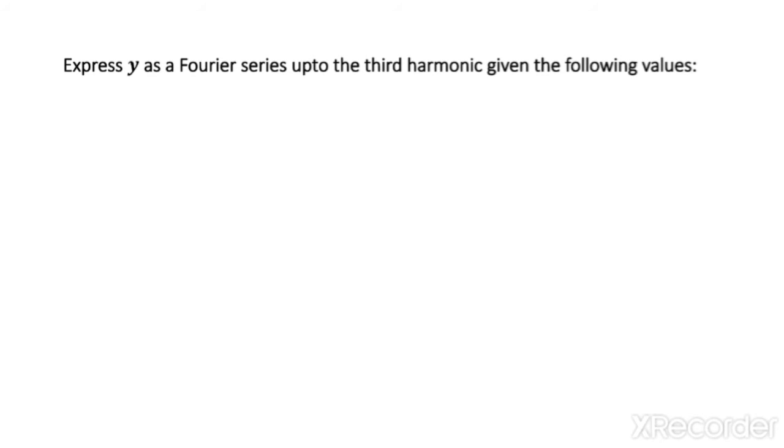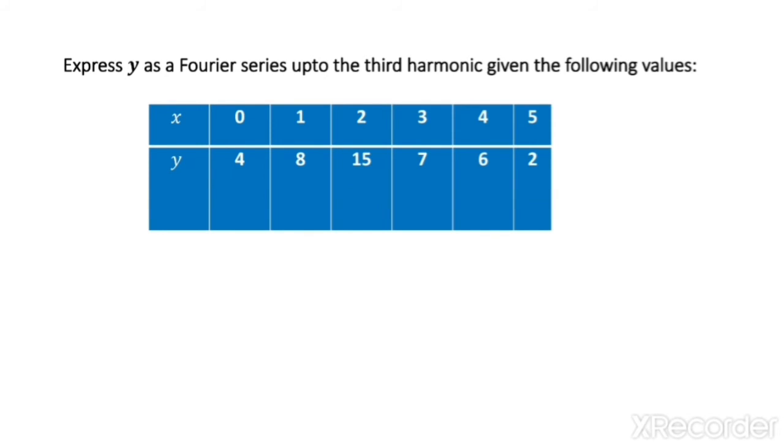Express y as a Fourier series up to third harmonics. So third harmonics in the sense you have to go to A3, B3. Then here have a look at those values 0, 1, 2, 3, 4, 5. So these are 0 to 2L problems. You can see the numbers displayed here.